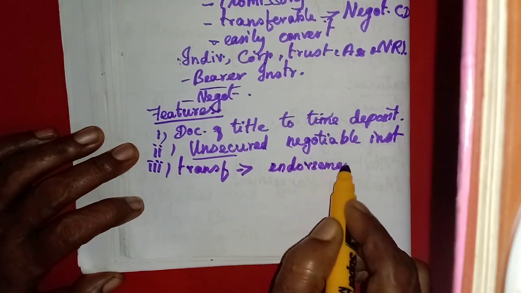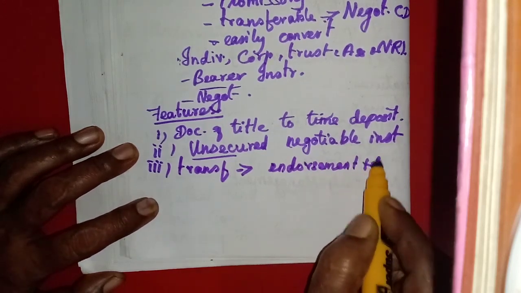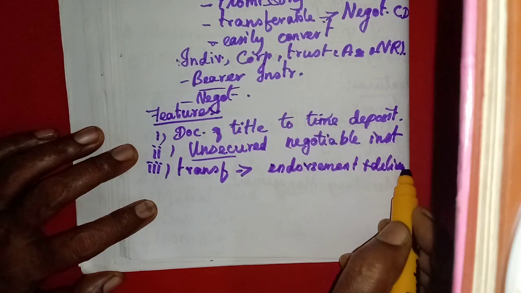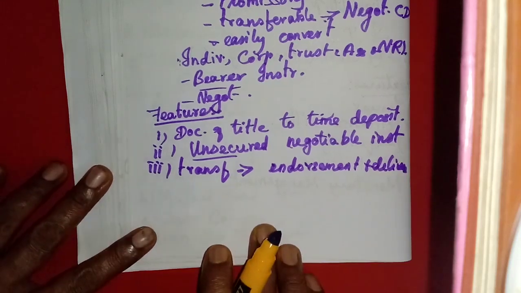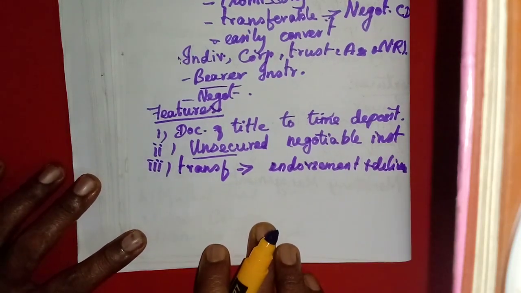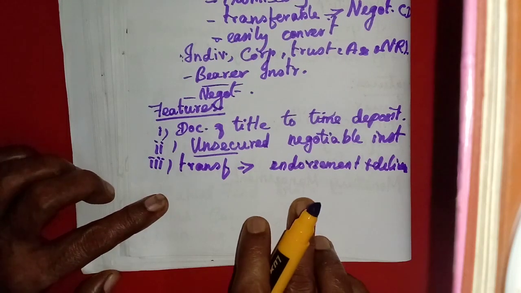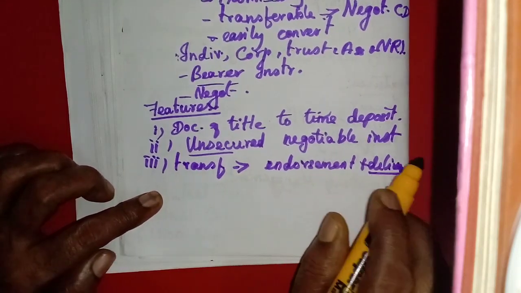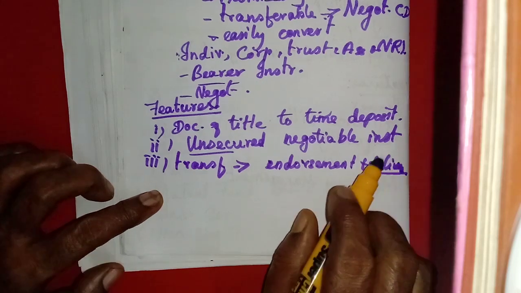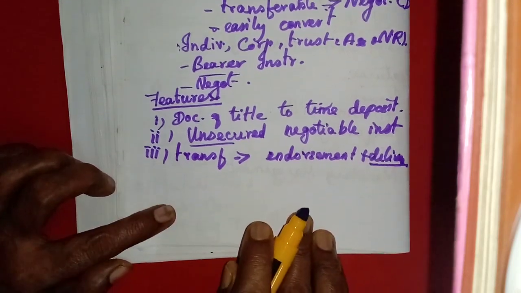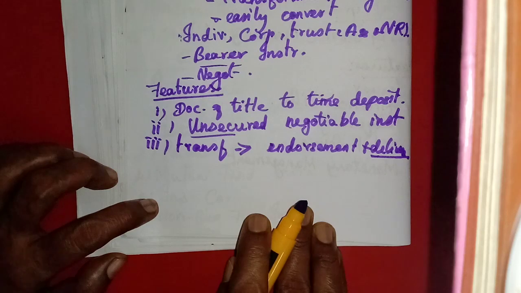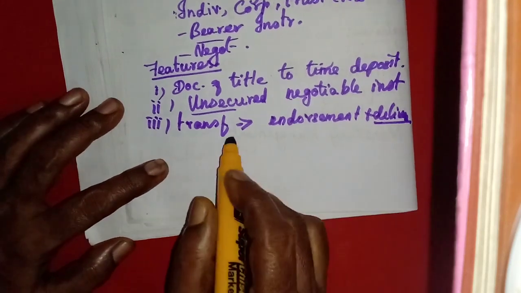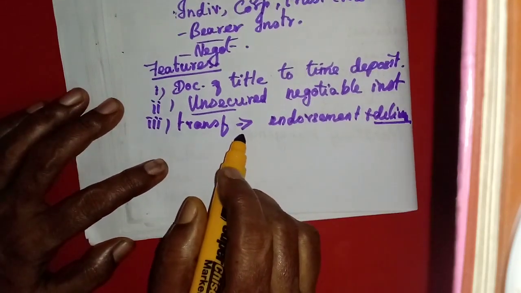Endorsement means, as we do on a cheque, we write the name of the person to whom we are going to transfer its ownership. The name of the person will be written and at the same time we have to deliver the document to the person to whom we are transferring. So it is easily transferable.